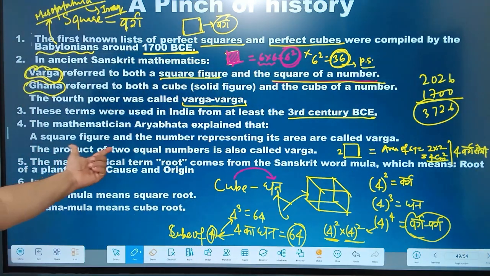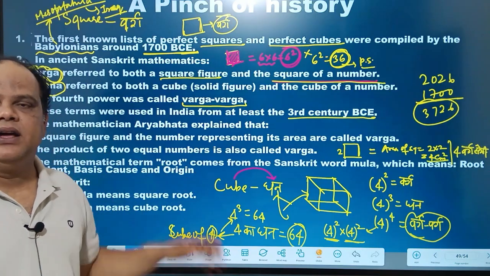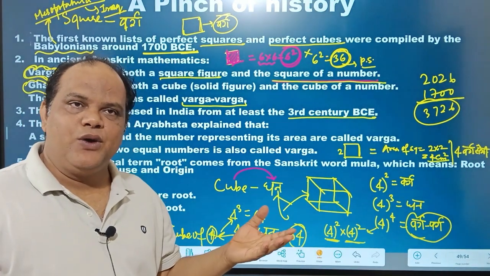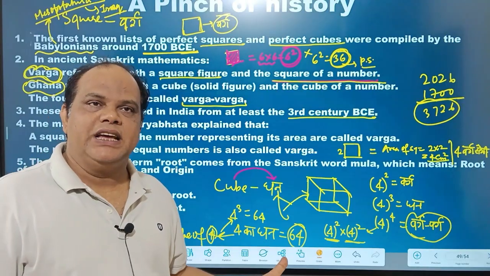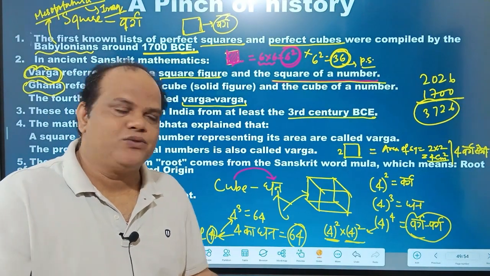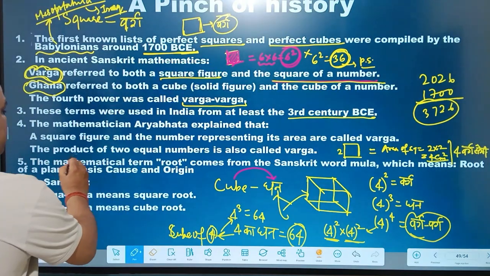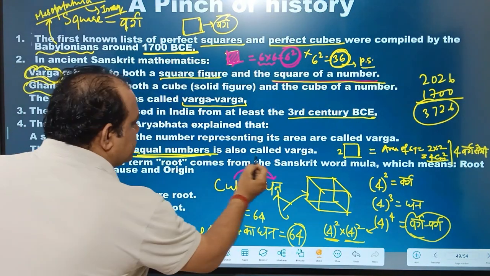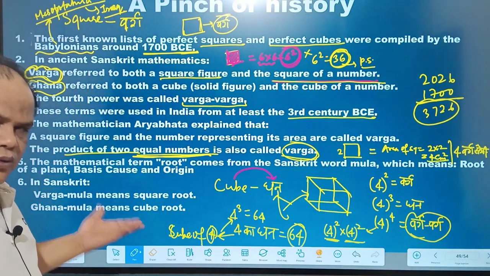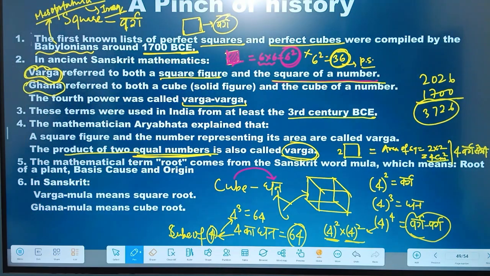Okay, the product of two equal numbers is also called varga. He's saying the product of two equal numbers. Yes, this is what we have been doing, right? When we try to find out the square numbers, it means the number must be multiplied by itself. Then we call it a perfect square. The same thing is said: the product of two equal numbers is also called varga. What will we call it? Varga or square. We say it, right? Point 5.